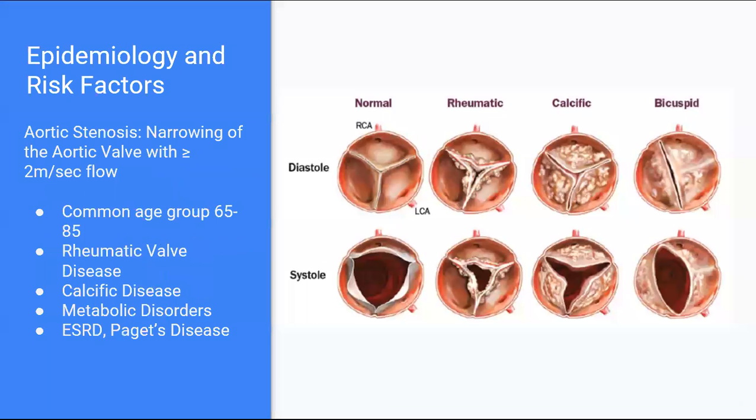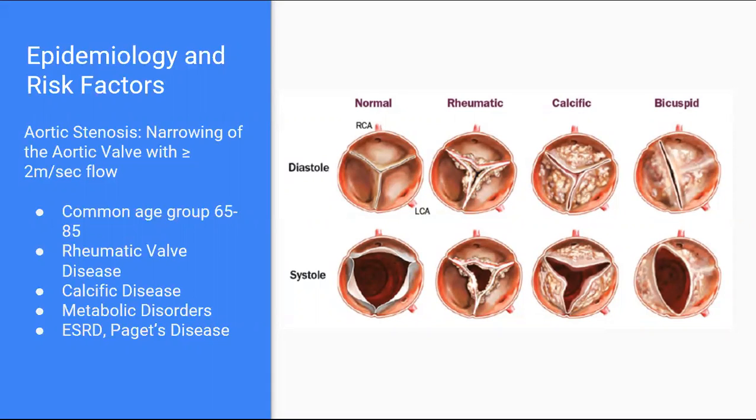Okay. All right. So aortic stenosis is defined as narrowing of the aortic valve with flow greater than or equal to 2 meters per second. With aortic stenosis, the prevalence actually increases with age, and the common group that you would see that in is 65 through 85 years of age. And you have as high as prevalence of 4% in those that are 85 and older.